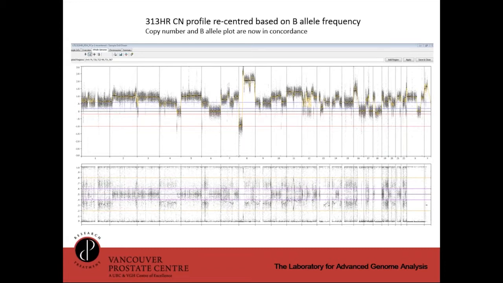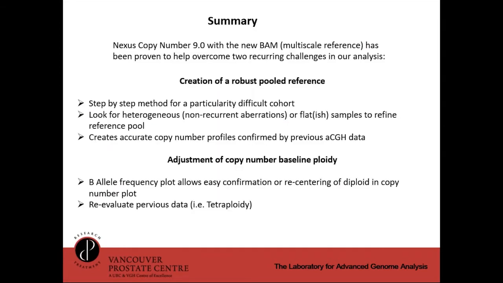So now that we have this, we've confirmed that this is tetraploid by the B allele frequency, and the data is really starting to make sense now. So that's pretty much it. I just want to summarize what I've said here.